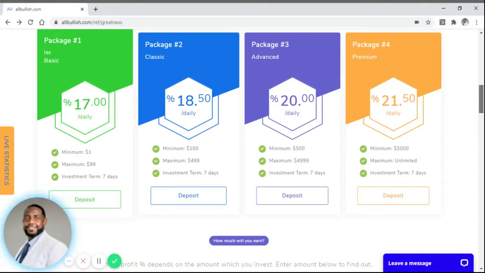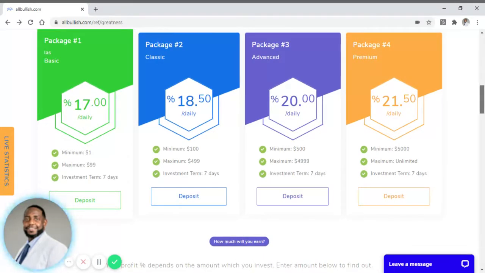And then that goes up to $499. And then you go over to package 3 when you hit 500, and that goes up to 20% daily. And that goes all the way up to $4,999. Then you go over to package 4. Package 4 is at 21.5% daily. That starts at $5,000, and there's no maximum for that.